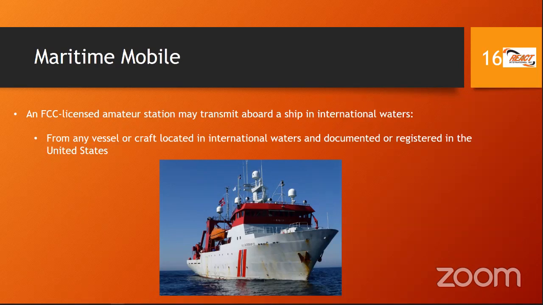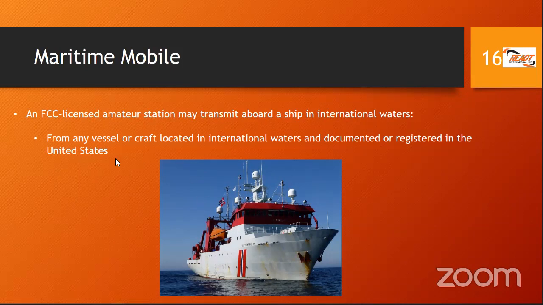All right, cool. Nice. So you can operate on a ship, a boat. Let's go with what the theory is saying here. As an FCC licensed amateur station, you may transmit aboard a ship in international waters. But note that it must be from a vessel or craft located in international waters and documented or registered in the United States. So if you have an FCC amateur license, as long as that ship has been registered in the United States, even though it's in international waters, yes, you can operate.